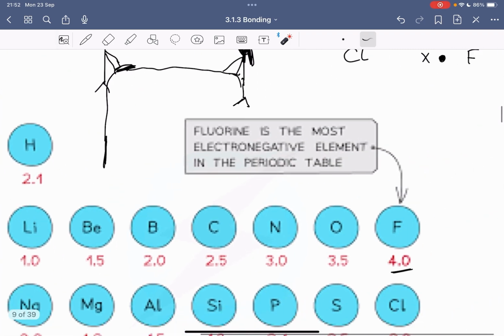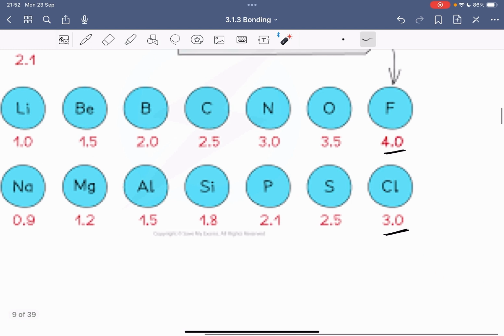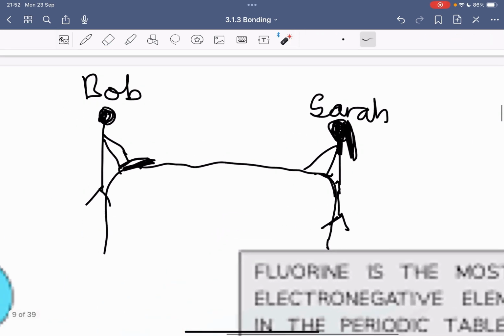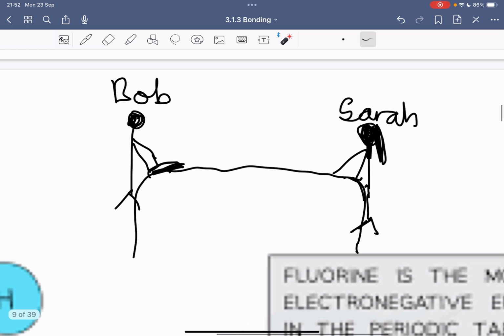Now what happens when you have two atoms with the same electronegativity? For example, two chlorines. So if we go back to our example, let's imagine Bob and Sarah are the same exact strength, right? Well, when they start pulling on the rope, since they're the same exact strength, it doesn't go towards one side more than the other, okay? It still stays the same essentially.